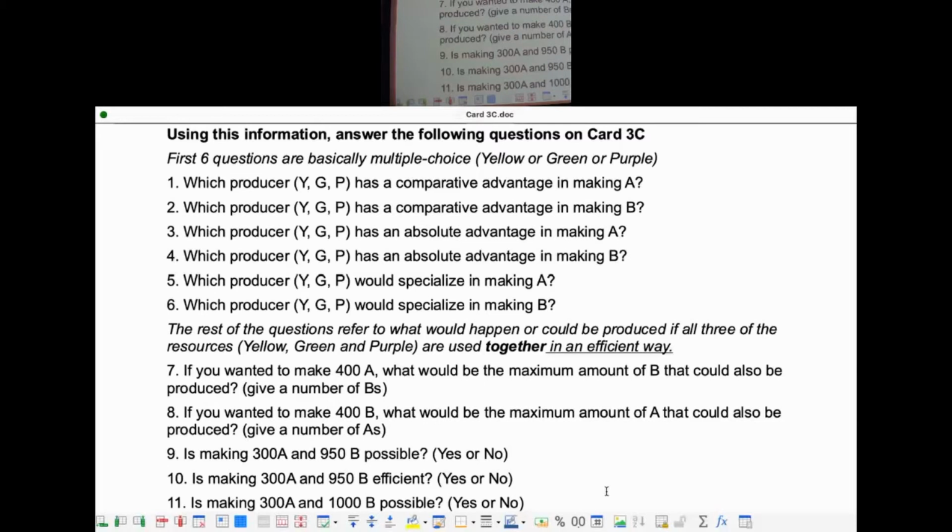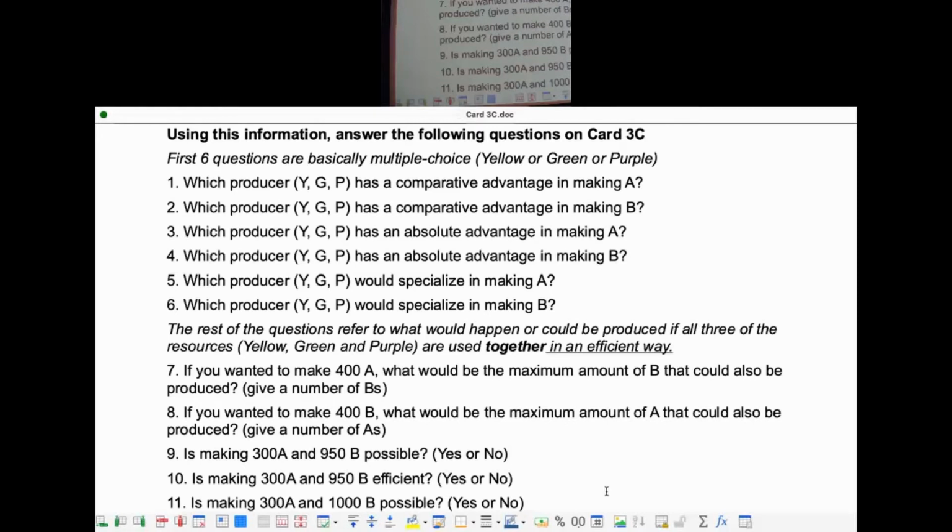Question number 2: which producer has a comparative advantage in making B? And again, that's just Y or G or P. Question 3: which producer, Y or G or P, has an absolute advantage in making A? Remember, there's a different kind of advantage there where you have absolute advantage.